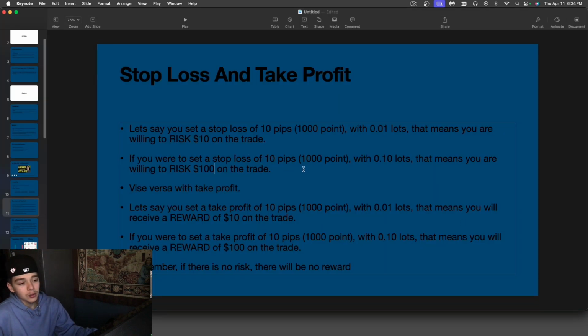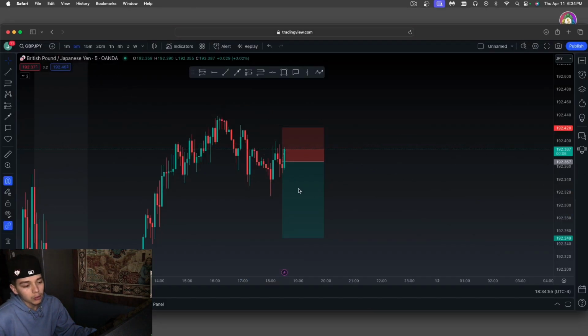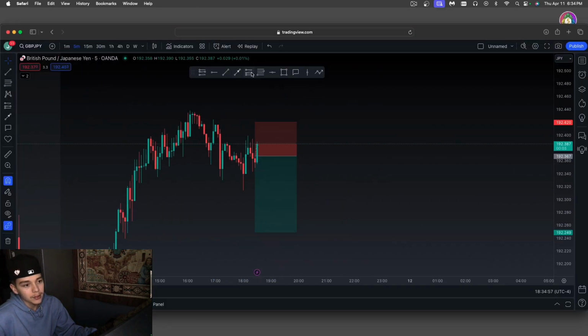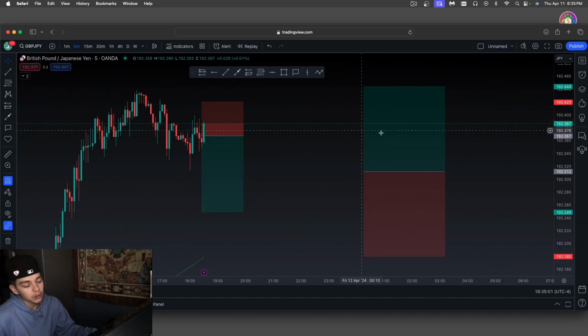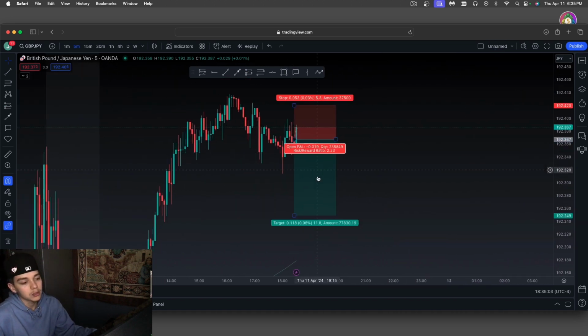Okay, so if you have the same 10 pip stop loss at higher lots, you would risk more on the trade. Okay, vice versa would be take profit. So the green would be take profit. Okay, the green is take profit. So that's why it's a sell. If it was a buy, it'd just be flipped. Red is your risk, green is your take profit. Okay, that's how much you're in profit for.